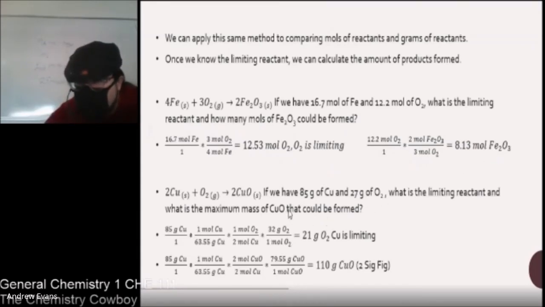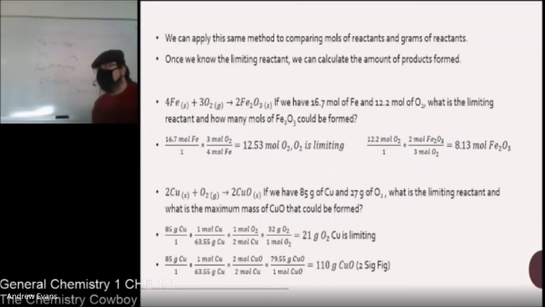Now I'm going to actually work this one out. Copper plus oxygen: if we have 85 grams of copper and 27 grams of oxygen, which is the limiting reactant, and how much copper oxide could be formed? Now you may want to say, ooh, copper's in a greater quantity, there's a much bigger mass of copper, so clearly oxygen should be limiting. But remember, each atom has a different mass, and we have to compare the actual masses. We can't just look at that quantity big, that quantity small, ooga me smash, rock.